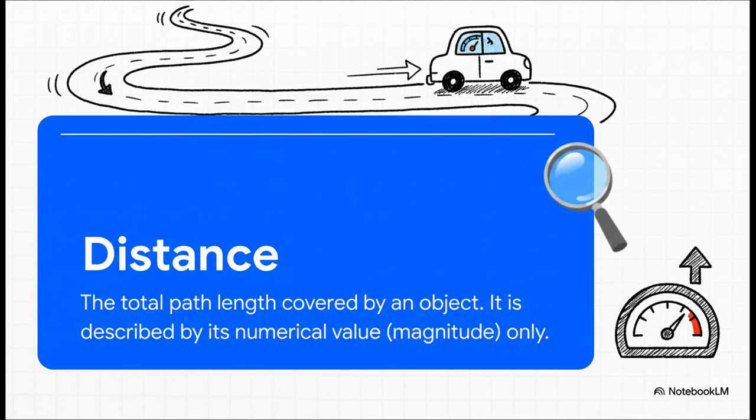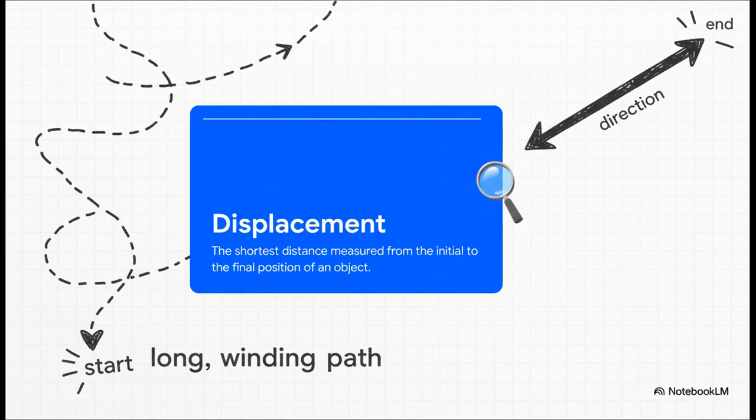It's just a number. But then there's displacement. Oh, displacement is the smart one. It's like the Google Maps shortest route option. It doesn't care about all the detours you took. It only cares about one thing: the straight line from your starting point to your final point. It's the ultimate shortcut. And, this is important, it always has a direction.